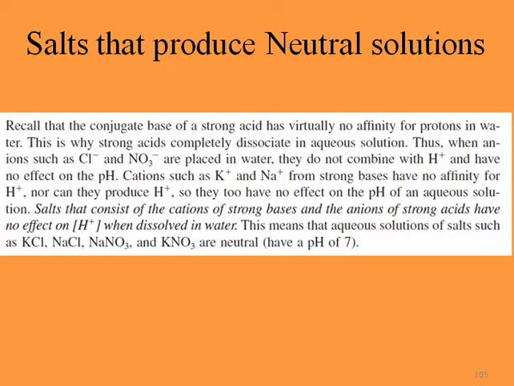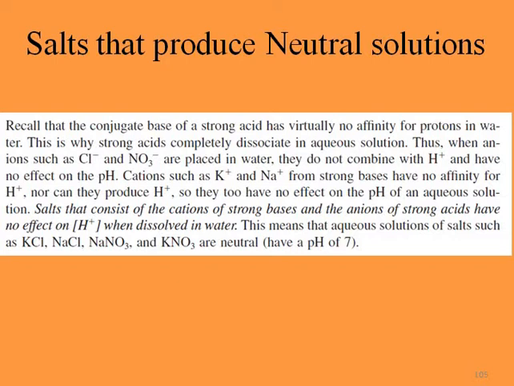So basically, as you know, strong acids dissociate completely. On the other hand, we have their conjugate base, and the conjugate base is going to be extremely weak. It doesn't have any affinity to react again with the proton, to accept the proton. So it has completely no affinity for it and has no effect on the pH.